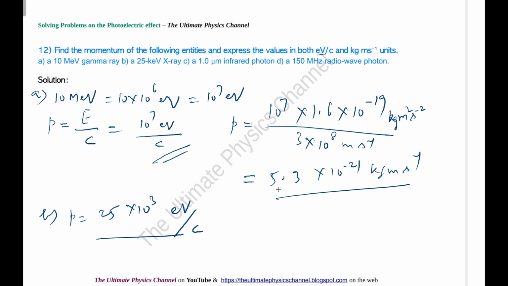Again, if you do the kg meters per second units, it is the same calculation we have to repeat, so I'm not going to do that here. You have to multiply that by 1.6 into 10 power minus 19 and divide it by 3 into 10 power 8. I'm going to just give the final answer as 1.33 into 10 power minus 24 kg meters per second.